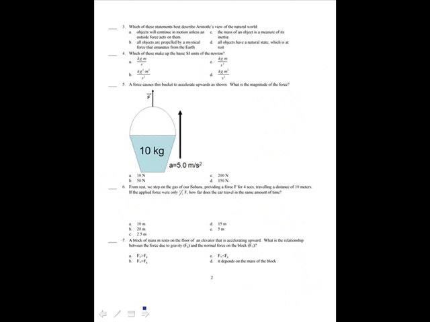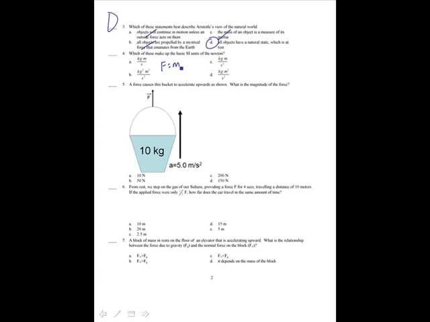Which of the following statements best describes Aristotle's view of the natural world? Objects will continue in motion unless an outside force acts on them. No, that's Newton's first law. All objects are propelled by a mystical force that emanates from the earth. No. The mass of an object is a measure of its inertia. No, that's from Newton's first law. And all objects have a natural state which is at rest. The answer is D.